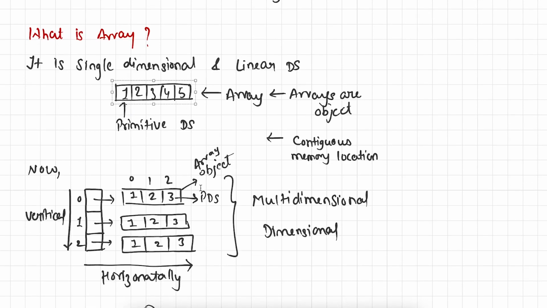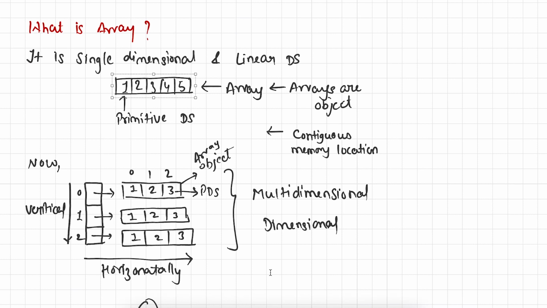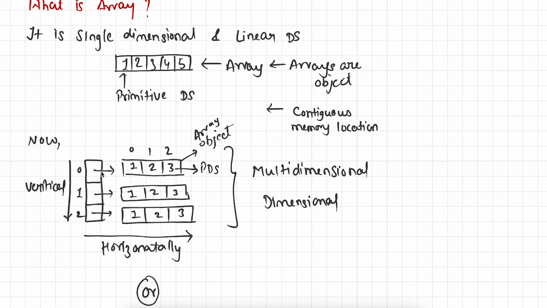Now, moving on. What happens if we remove this primitive data structure and store non-primitive data structure, that is array itself? So if we do so, then we get multi-dimensional arrays. If you look at this diagram, here we have just replaced the primitive data types with non-primitive data type, that is array itself, okay? And we already know that arrays are objects. So in place of primitive data types, now we are storing array objects. And these array objects contain primitive data types. You can see here 1, 2 and 3.